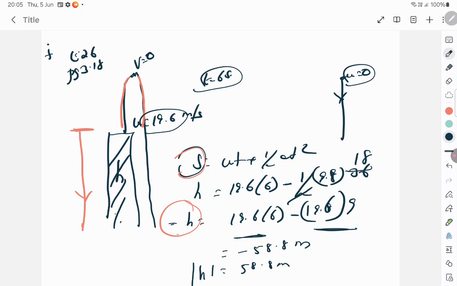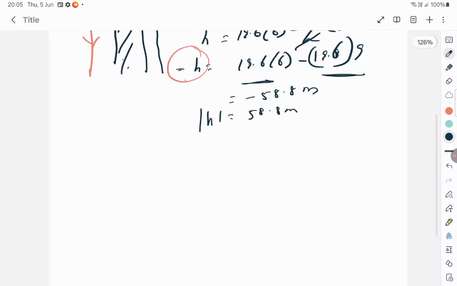A ball is thrown vertically upward with a speed of 19.6 meter per second from the top of the tower and returns to the ground in 6 seconds. Find the height of the tower. Done. So let's go to the next question.